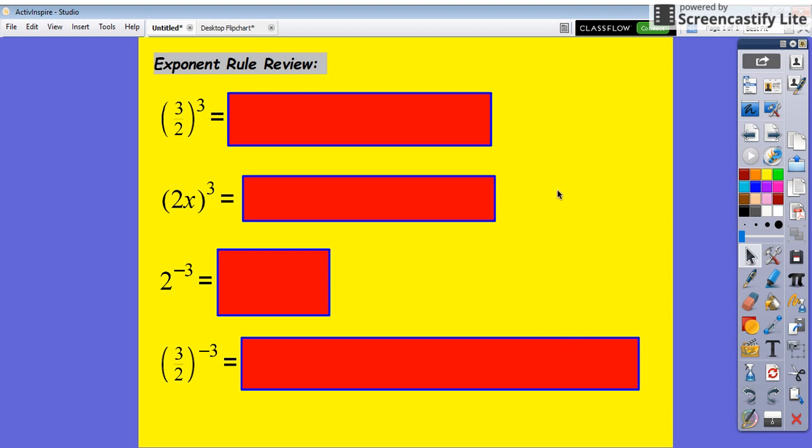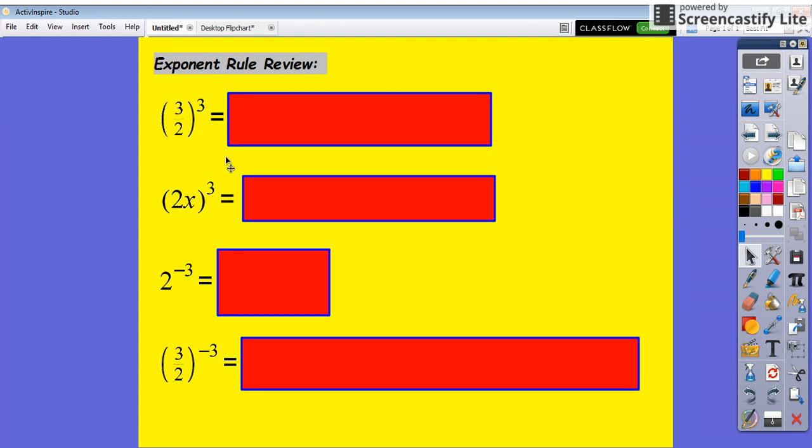Okay, to finish out our exponent rule review, we're going to look at 3 more exponent rules that you'll need in order to be successful in our exponential function unit. So let's take a look at the first example. We have 3 halves, a fraction, and that's being raised to the third power.